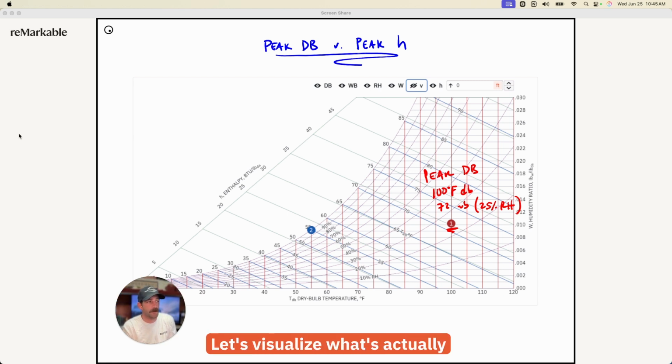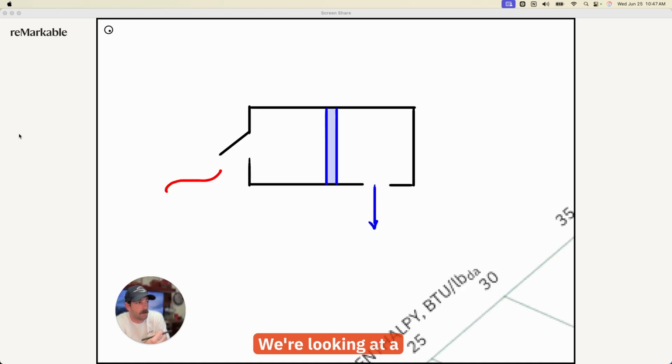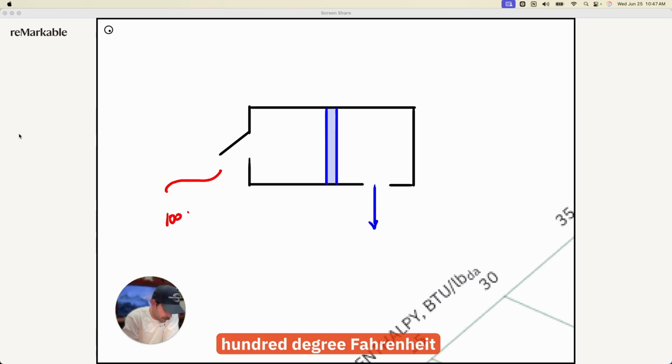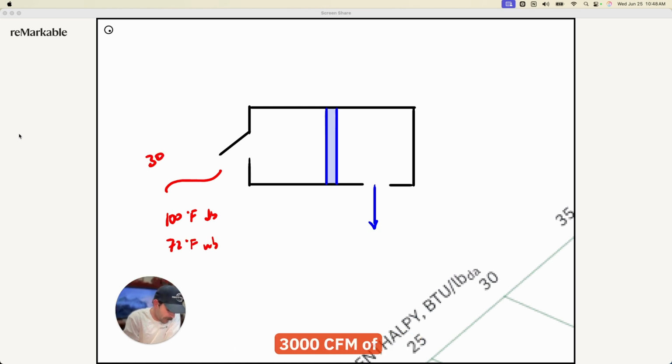Before I get any further, let's visualize what's actually happening at this unit and what we're trying to accomplish. For this example, we're looking at a DOAS unit. It is most impactful when you have a situation where 100% of the air is coming from outside. So the conditions I just showed you, that's 100 degree Fahrenheit dry bulb air, roughly 72 degrees wet bulb, that's coming into this unit. And let's say we need to condition 3000 CFM of this air, and we're trying to deliver 55 degree Fahrenheit air to our spaces. So this coil needs to take 3000 CFM at this condition and bring it down to 55.